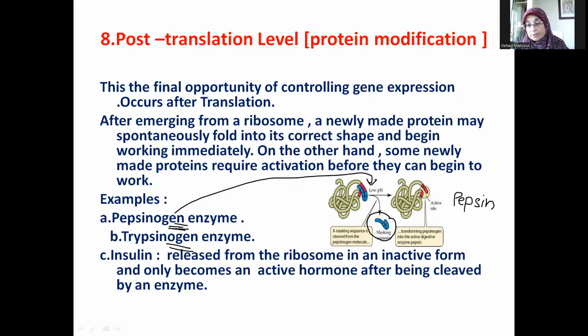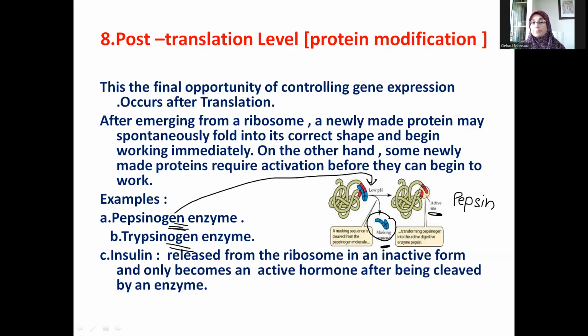This blue sequence of amino acids has to be removed. It is called a masking sequence because it was masking the active site. And now pepsin is an apoenzyme, and it needs a coenzyme or a cofactor to become a holoenzyme. The same applies to trypsinogen, with only one difference, that trypsinogen is activated by being exposed to an alkaline medium.